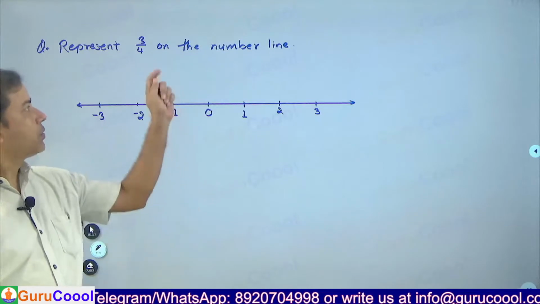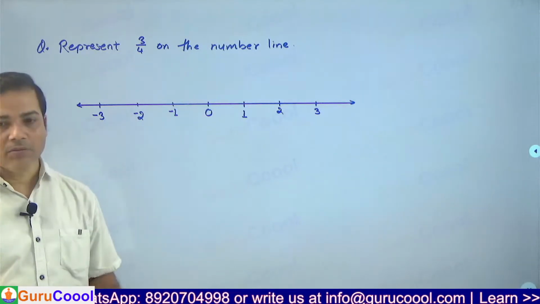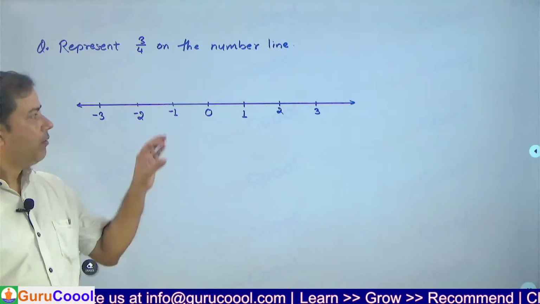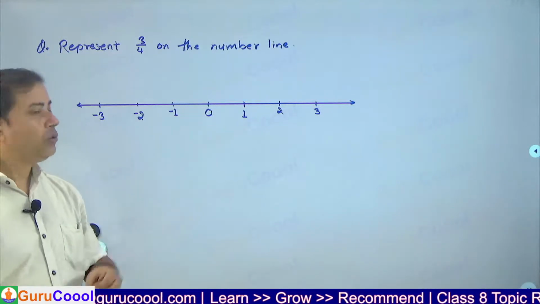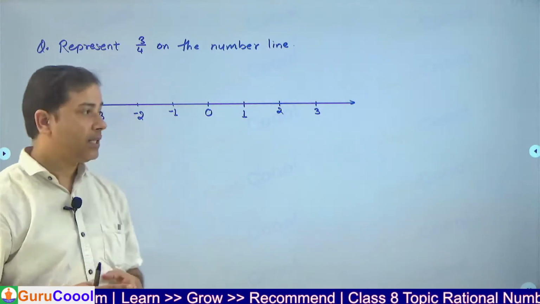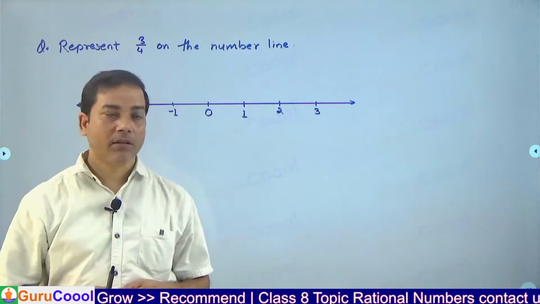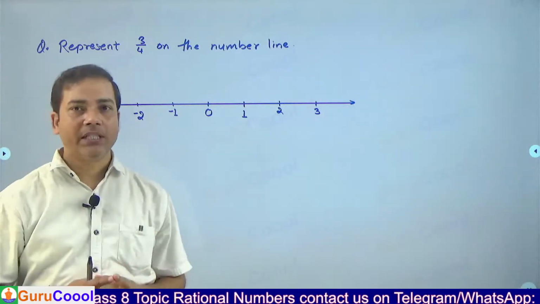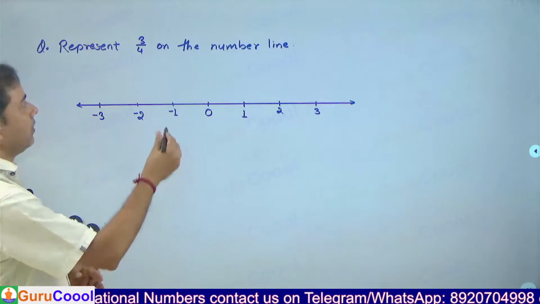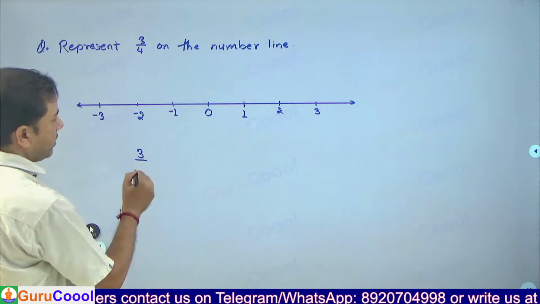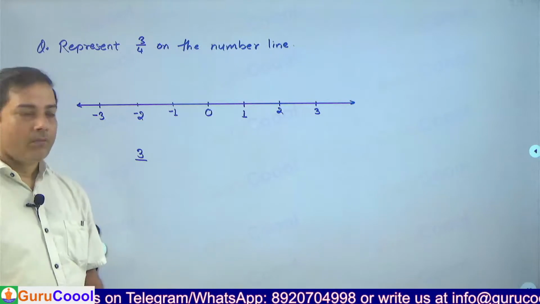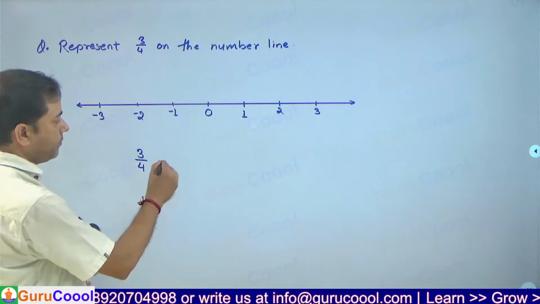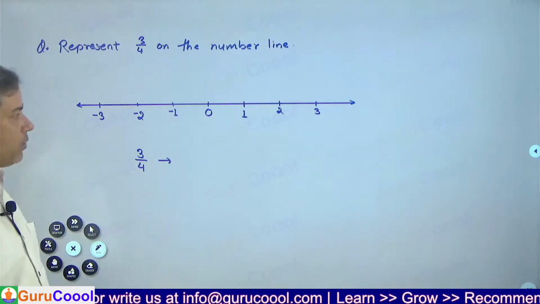Now the time is to show a rational number on the number line. How can we show 3 by 4 on the number line? Before we do something on the number line, we need to check which two integers 3 by 4 lies between. Okay, sir. Can you tell me if it is a proper rational number or an improper rational number? Is it proper or improper? Do you have any idea?